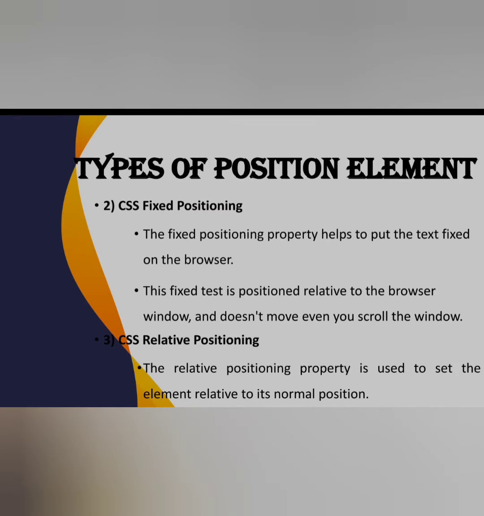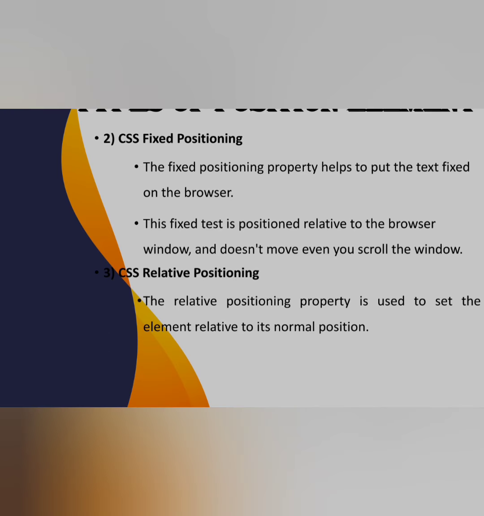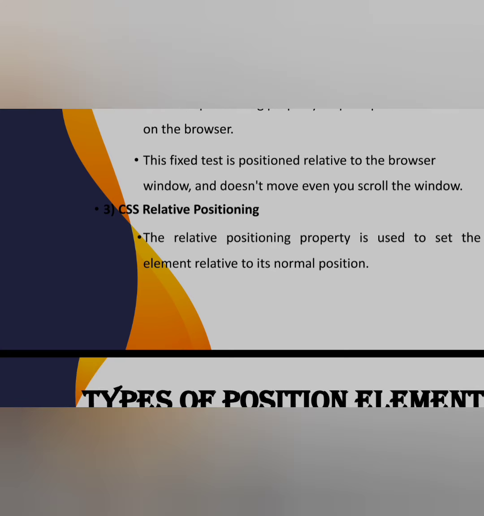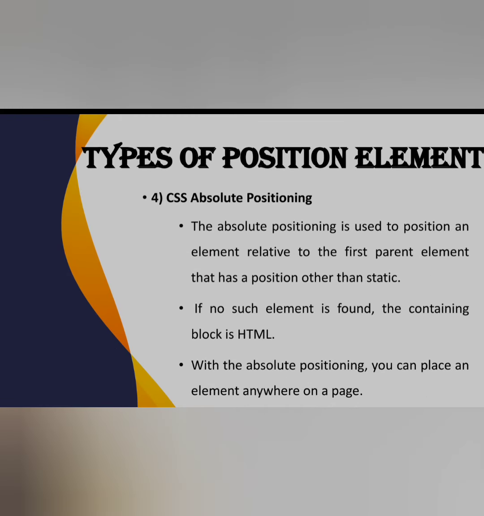The second one is fixed position. The fixed position property helps to put the text fixed on the browser. This fixed text is positioned relative to the browser window and doesn't move when you scroll the window. The third one is relative position. The relative position property is used to set the element relative to its normal position. The fourth one is absolute position.